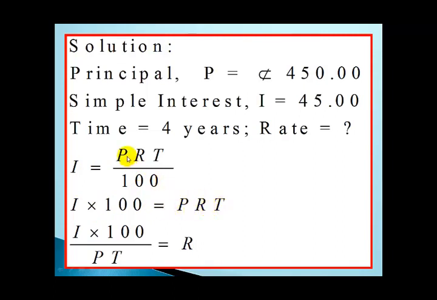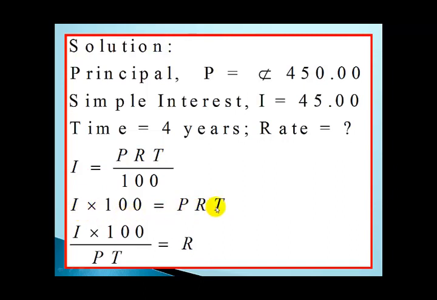So PRT multiplies 1. That is the denominator of the simple interest, because I over 1 is the same as I. And so if you are cross multiplying, when the I multiplies 100, take note that PRT also multiplies the denominator of the simple interest, that is 1. And PRT times 1 will give us PRT. Now, we have I times 100 is equal to PRT.